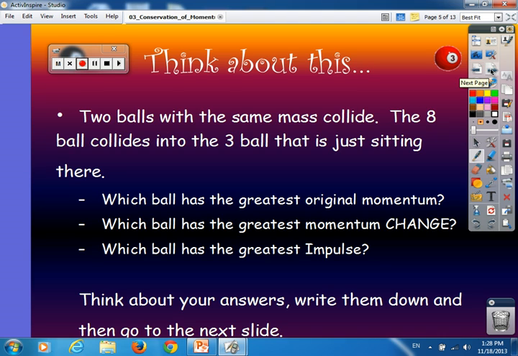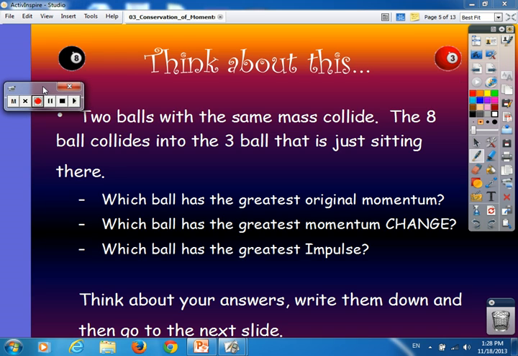Think about this. Let's say two balls with the same mass collide. We got an 8-ball. The 8-ball's up over here somewhere. We got an 8-ball and a 3-ball. The 3-ball's just sitting there. Things to think about. Which ball has the greatest original momentum? Who's got the momentum at the beginning?